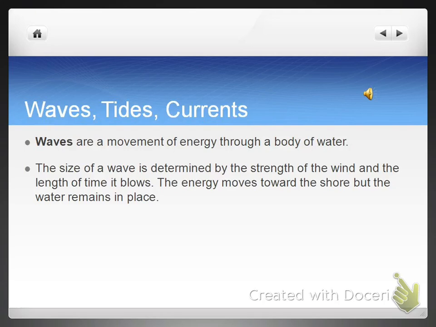And so energy is moving toward the shore, but the water is remaining in place. And I know that's rather a hard concept. We're going to pause here, and I'm going to borrow some of you to demonstrate how the energy is moving toward the shoreline, but the water is remaining in place.